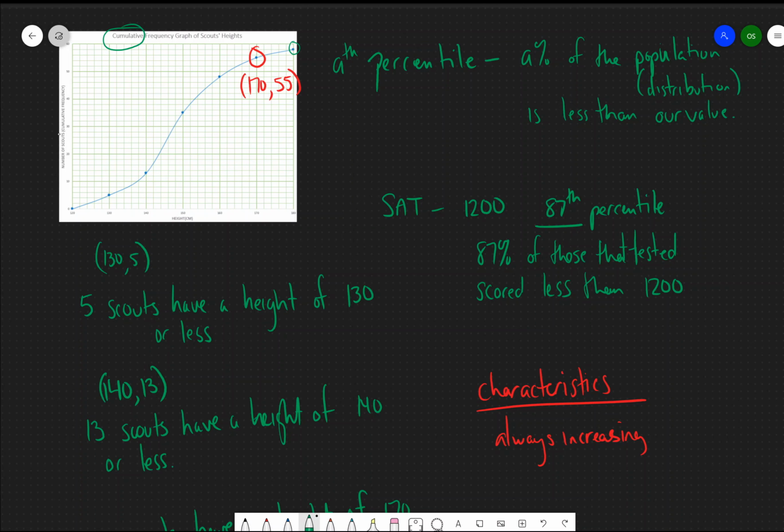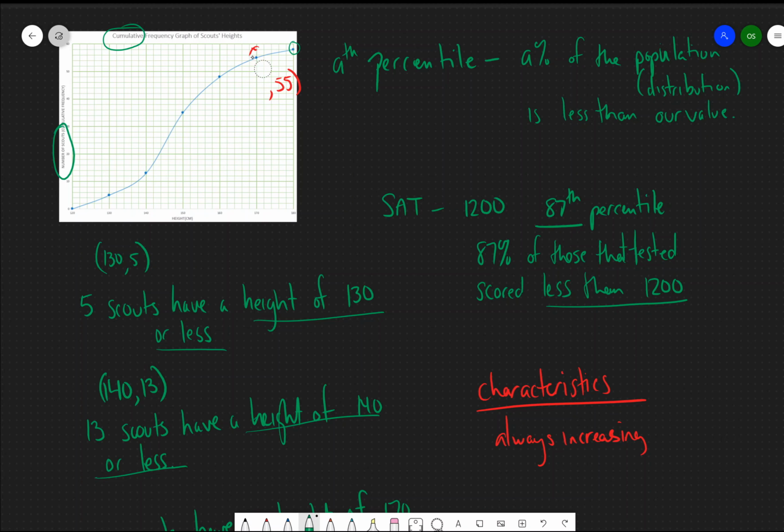Now, sometimes the axis on the side is not going to be measuring frequency, but relative frequency, meaning we would see percentages along the y-axis. So how does this connect with percentiles? The verbiage when we measure these points goes in line with measuring a percentile. The use of a cumulative frequency graph is that it allows us to look at a distribution and pick out percentiles.